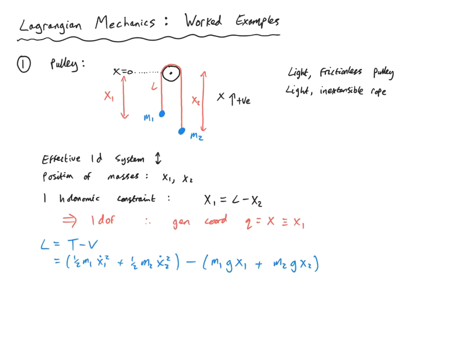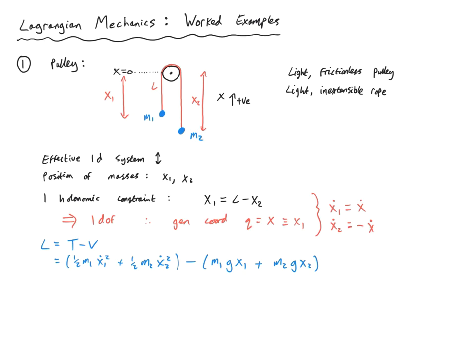What we now wish to do, however, is write this in terms of our generalized coordinate q, of which there is only one. And we can do that by employing this holonomic constraint condition. In particular, we can combine these expressions to say that x1 dot is equal to x dot, and x2 dot is equal to minus x dot. So here we're just taking the time derivative of this expression.